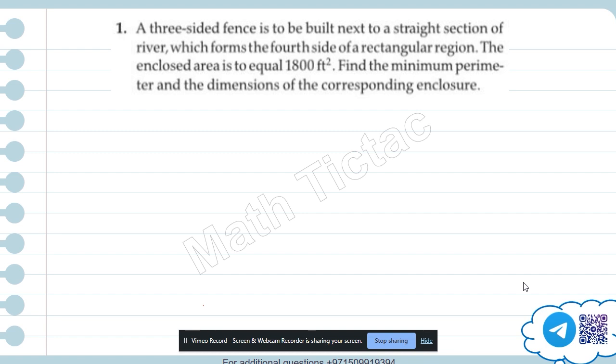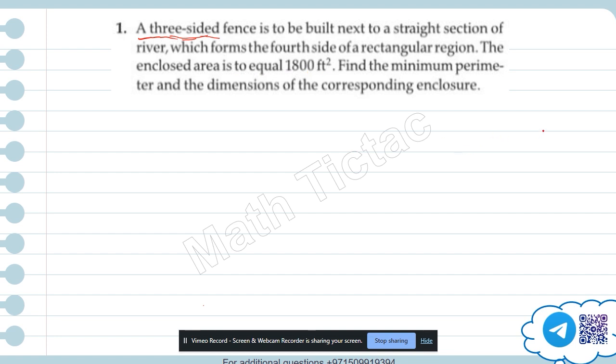So in here, starting with question one. A three-sided fence is to be built next to a straight section of river. So we have a three-sided fence, only three sides. It's very important to focus and read the question carefully, which forms the fourth side. So the straight section of the river will form the fourth side for us. I'm not going to fence that side of the rectangular region.